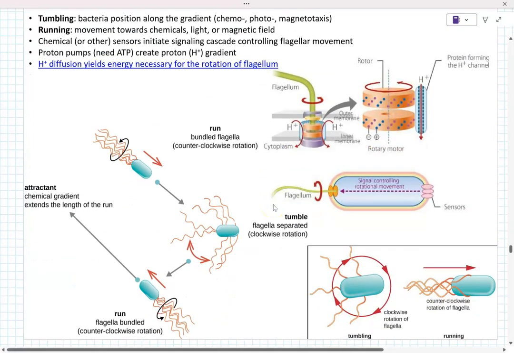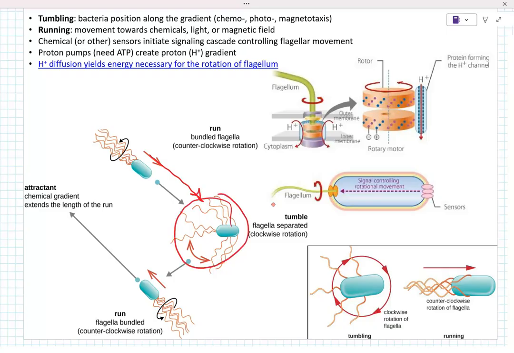Now, when bacteria move using a flagellum, they can either run or tumble. When they run, they move into a certain direction. When they tumble, they orient themselves according to the stimuli. What can be the stimulus to movement? It can be chemical, light, or even magnetic field.